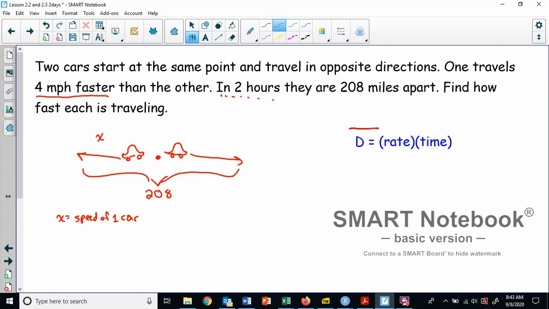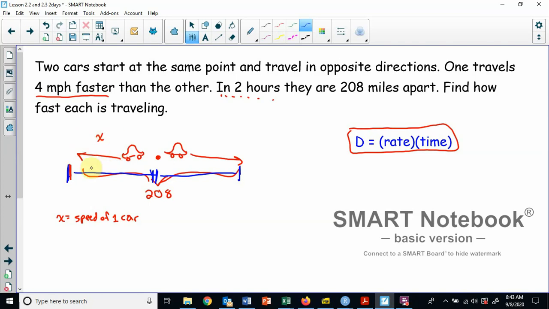Okay, it's a very important equation. Distance is equal to rate times time. Now, if you look at what we have here, we have two distances added together to equal 208. So we have this person's distance plus this person's distance.